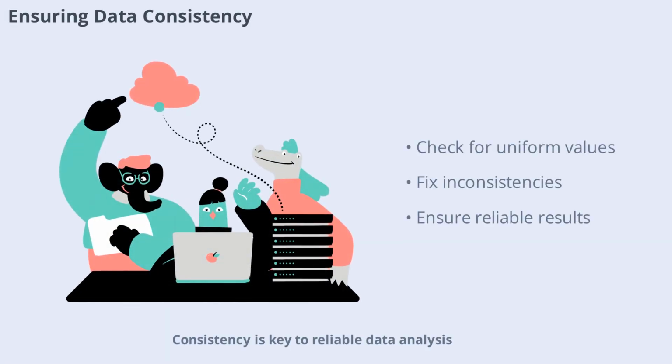Consistency is key to reliable data analysis. This means that similar values are recorded in the same way throughout your dataset. Inconsistent data can lead to incorrect groupings and flawed results. Regularly check your data for consistency, especially after merging or transforming datasets. Consistent data ensures your analysis is accurate and trustworthy.